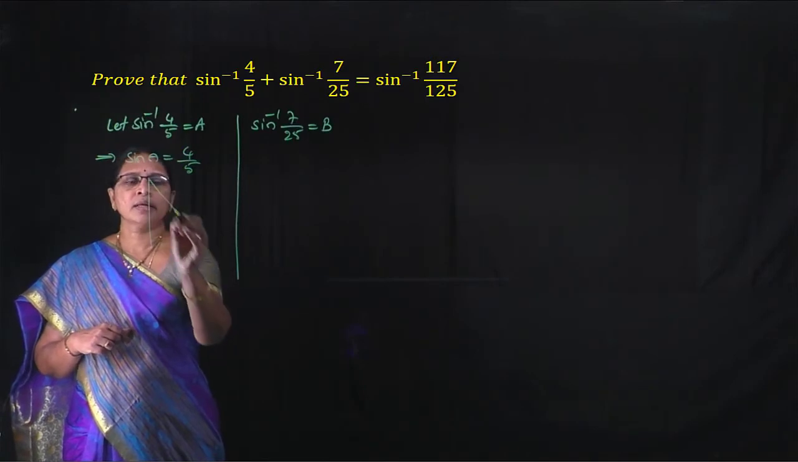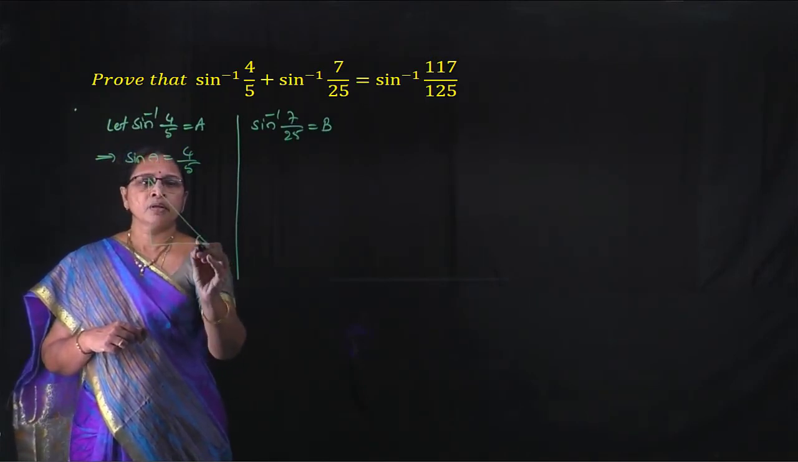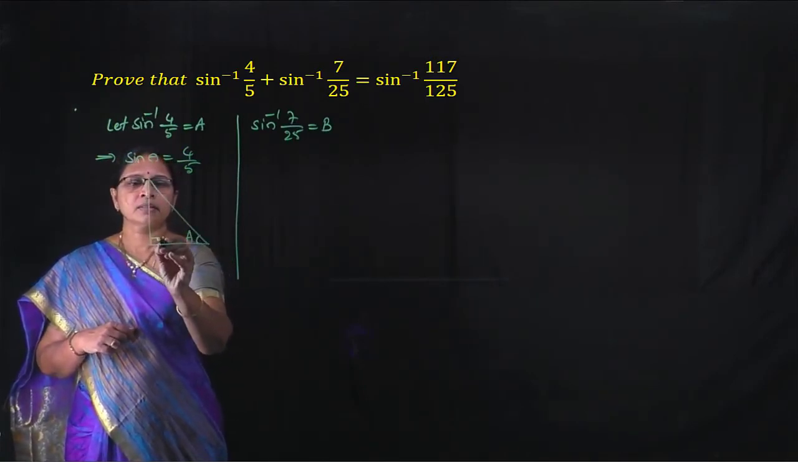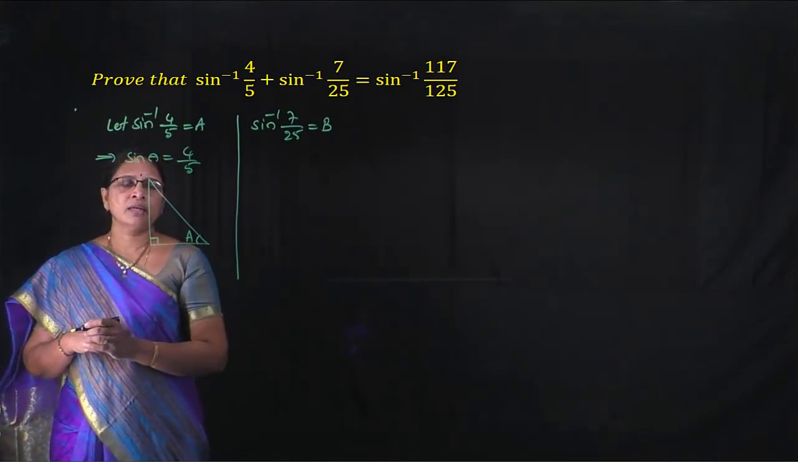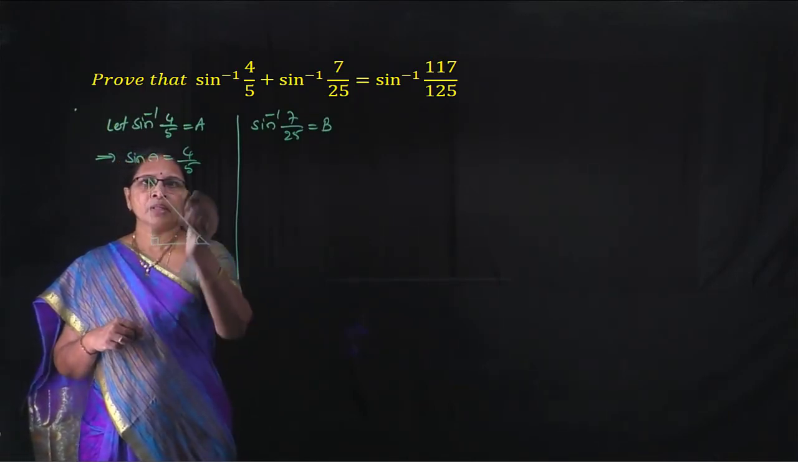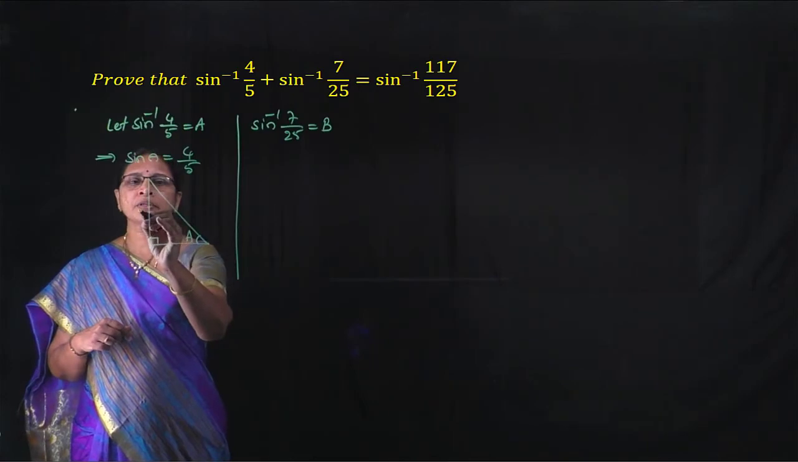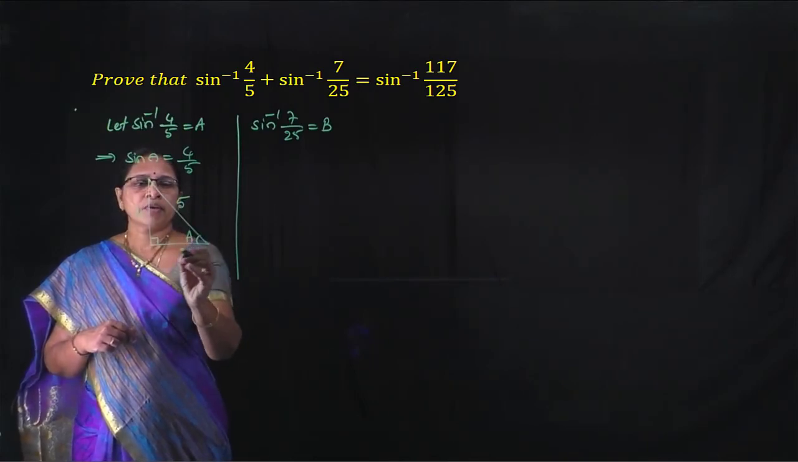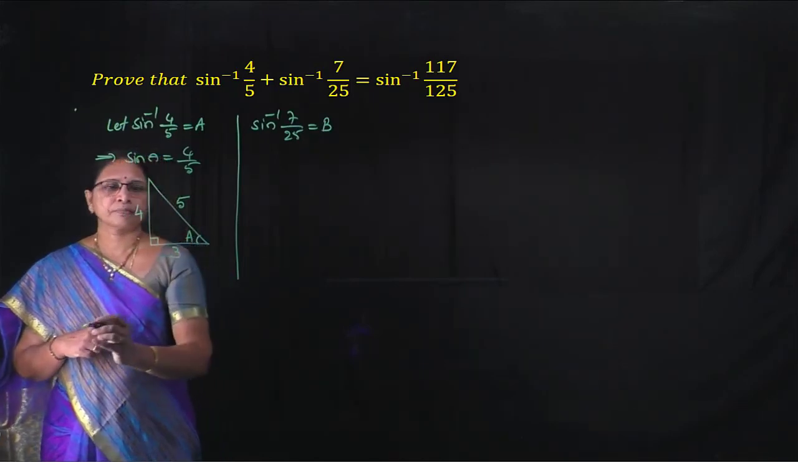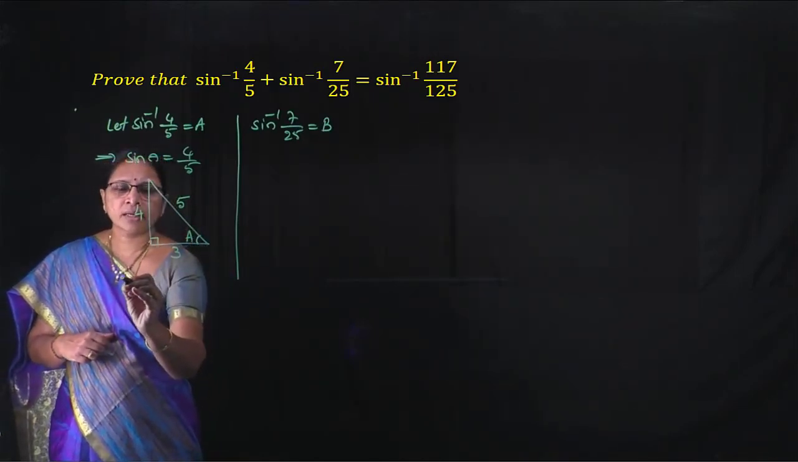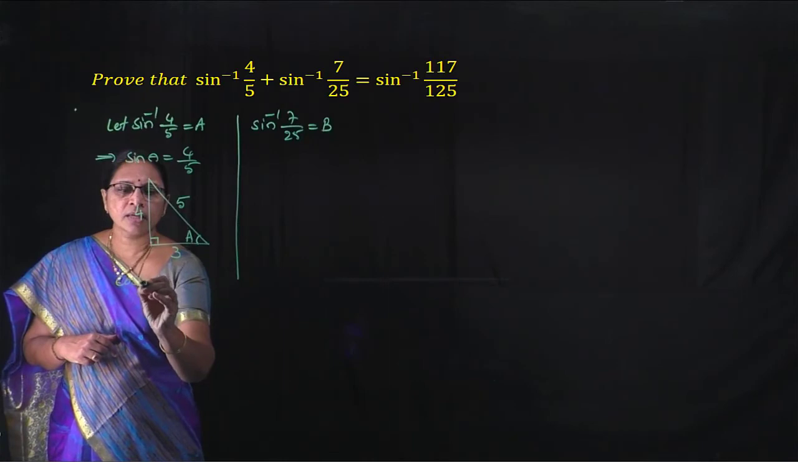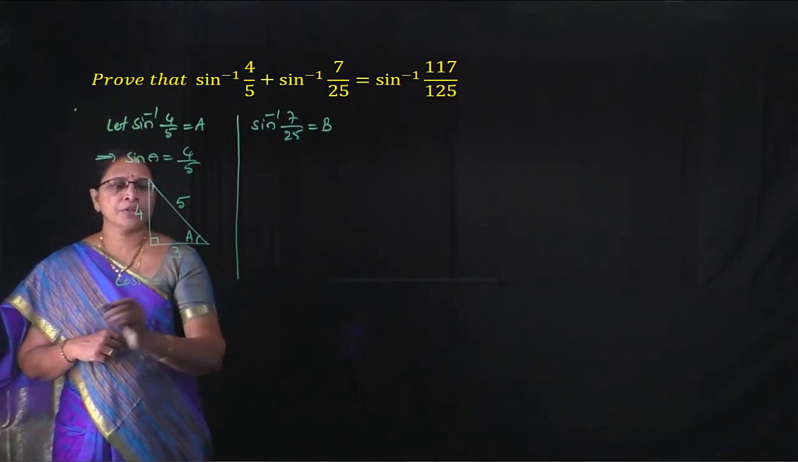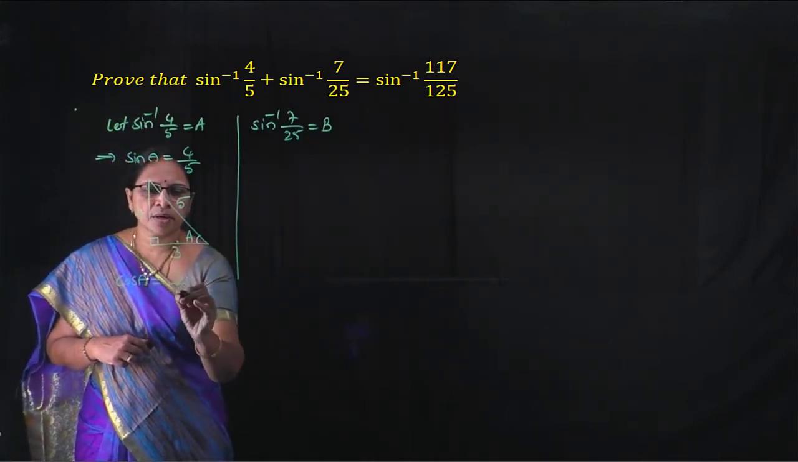Consider a right angle triangle with an angle A. This is the right angle. Sin A equals 4 by 5, that is opposite side by hypotenuse. Opposite side is 4, hypotenuse is 5. We can find the adjacent side is 3. From the right angle triangle, cos A is adjacent side by hypotenuse, that is 3 by 5.